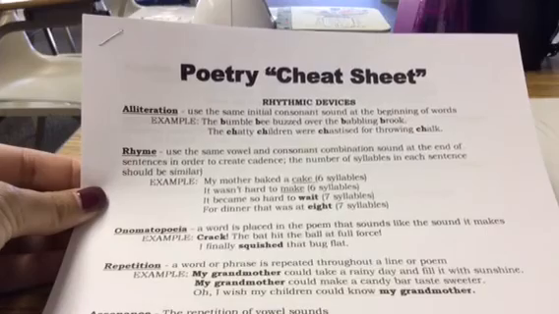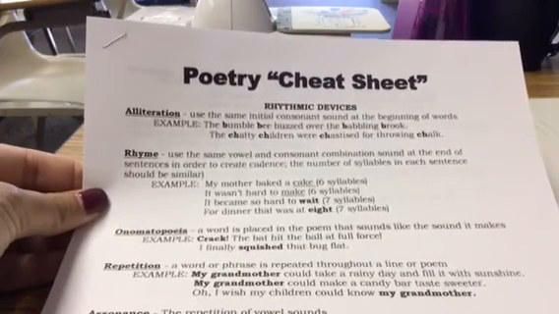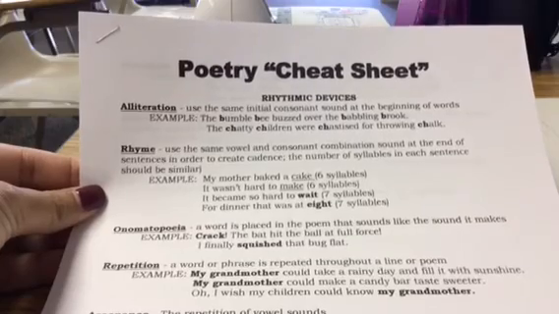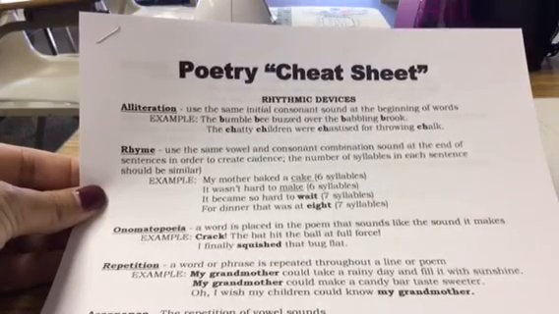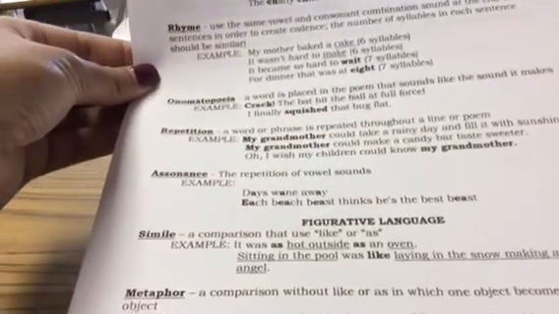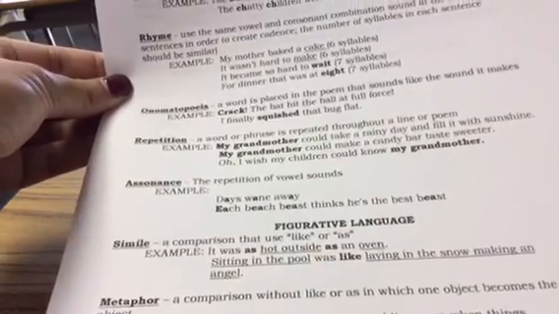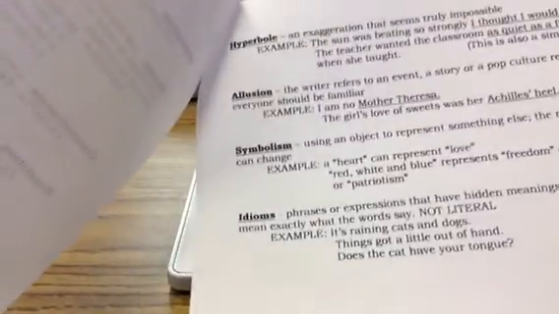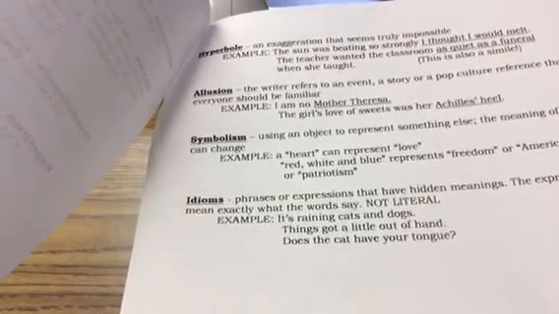During yesterday's lesson, we went over poetry, and we reviewed some rhythmic devices and some figurative language. We went over alliteration, rhyme, onomatopoeia, repetition, assonance, and then beyond that, some figurative language: simile, metaphor, personification, hyperbole, allusion, symbolism, and idioms.